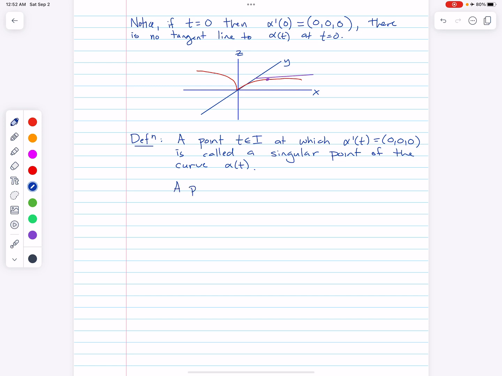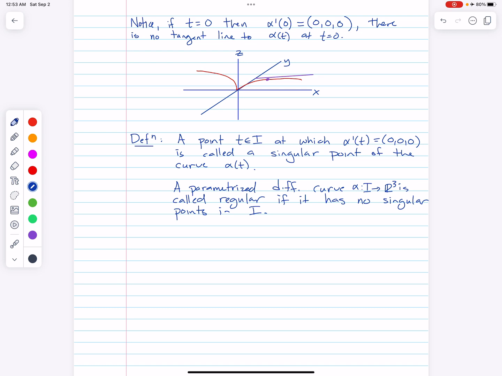Okay, so a parameterized differentiable curve alpha is called regular. I'm going to actually write it slightly differently. So parameterized differentiable curve alpha with domain I, okay, is called regular if it has no singular points in I. All right. And so essentially we want to focus on curves that don't have singular points.